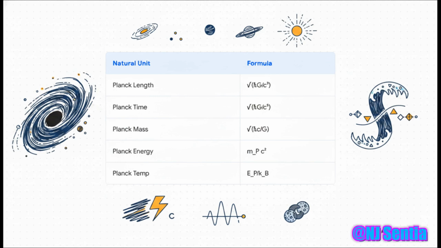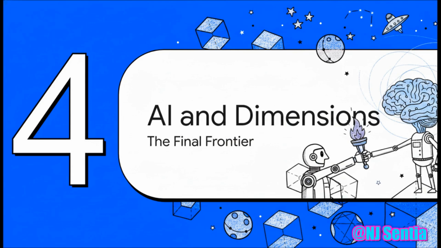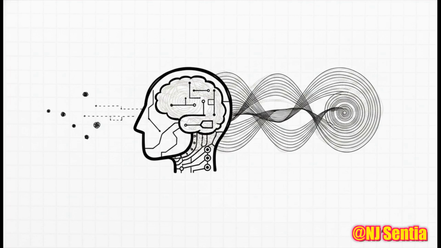But hey, the story doesn't end with theoretical astrophysics. The torch of dimensional analysis is actually being passed to advanced machines right now in cutting-edge research from 2022 up through 2025. Section 4. AI and Dimensions. The Final Frontier. Let's move to and see how this builds into a revolutionary data-driven approach called dimensionless learning.